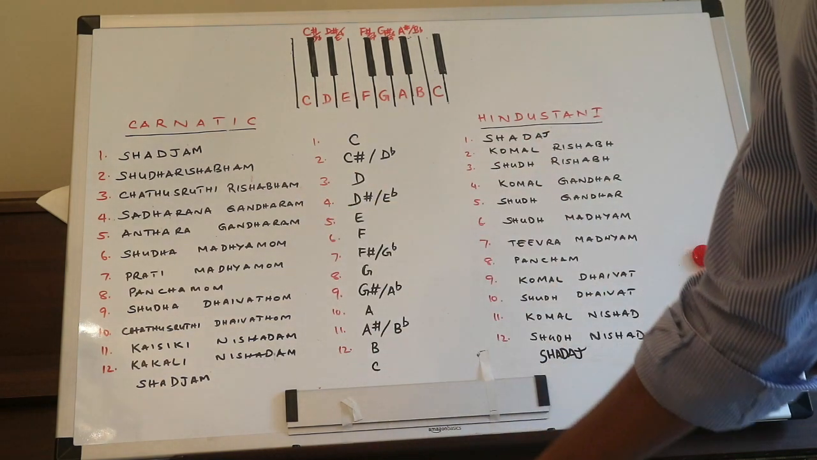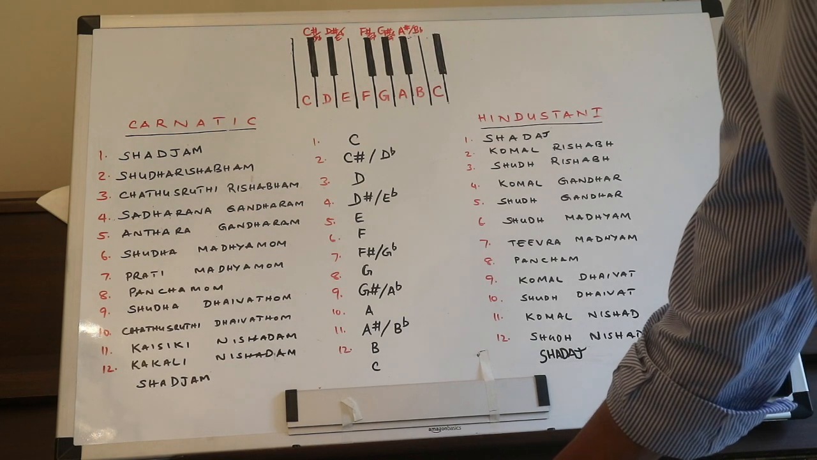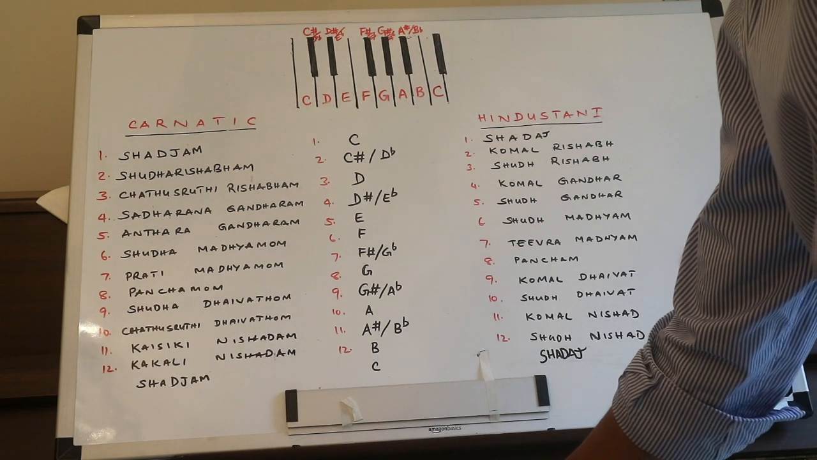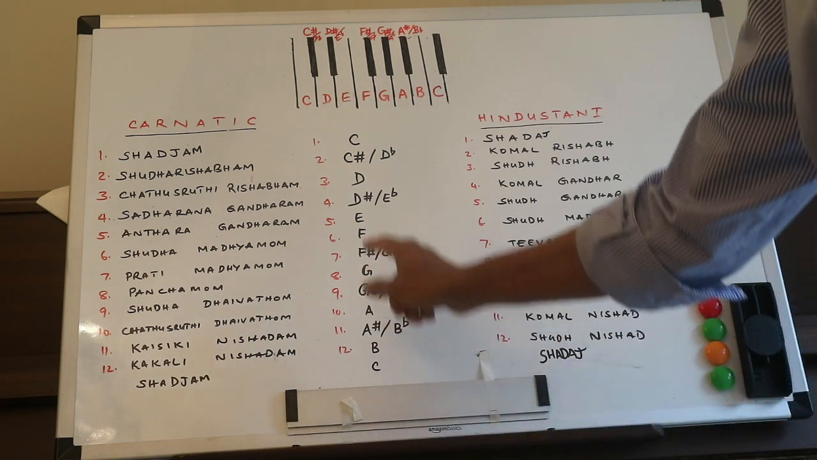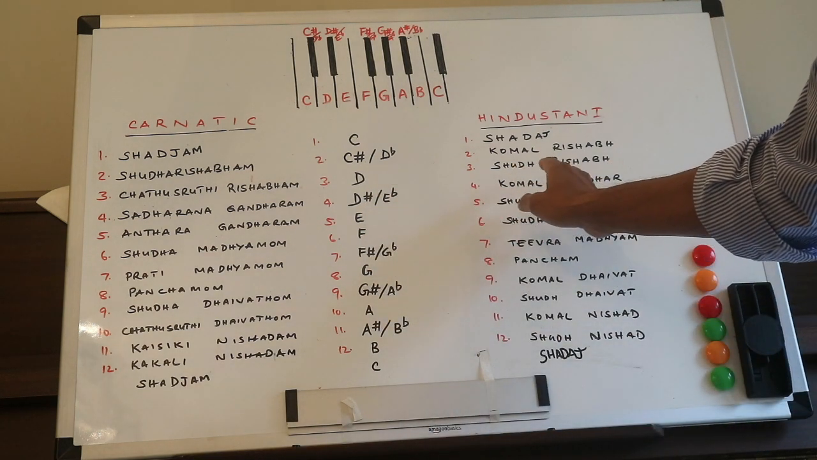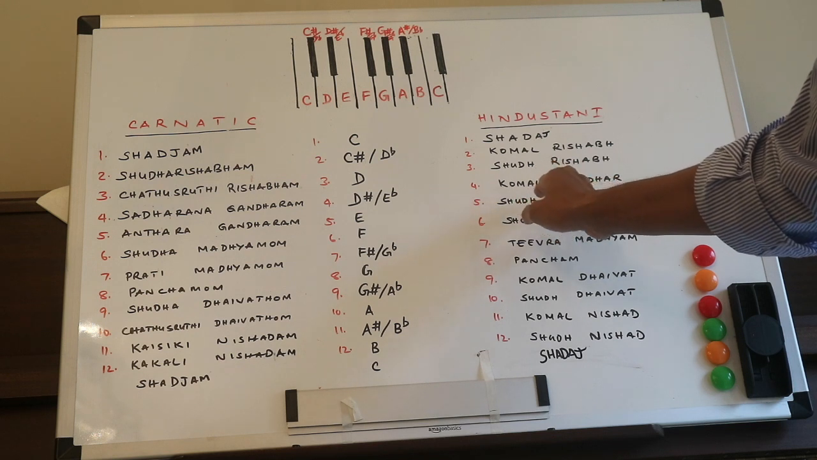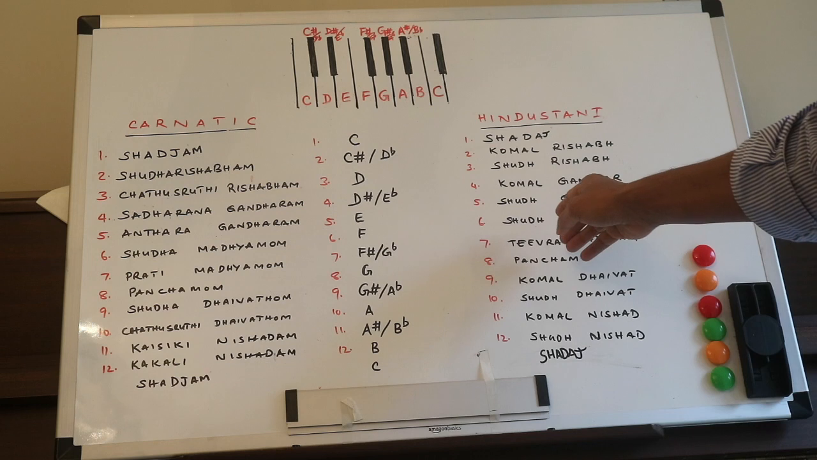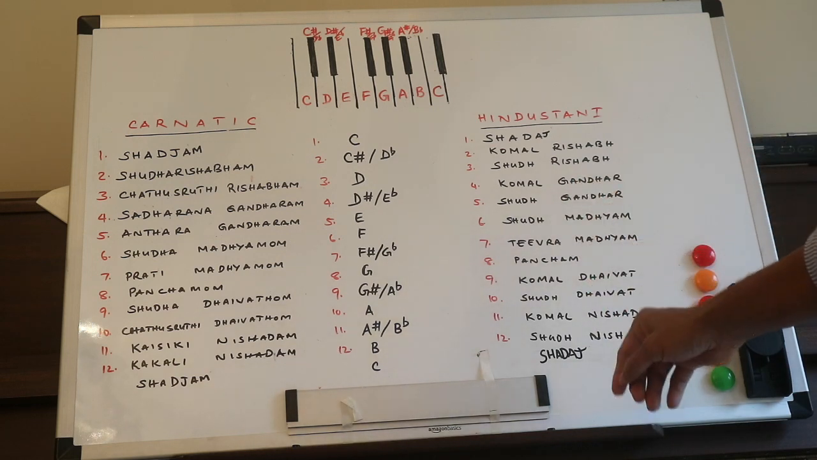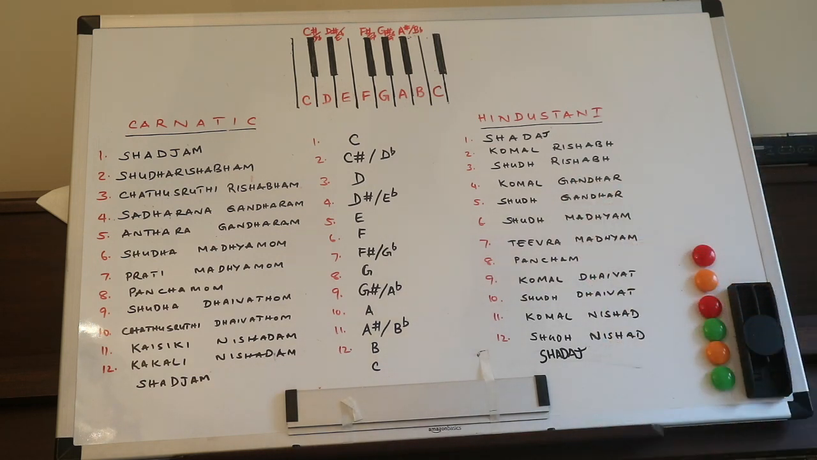Sadharana Gandharam is the smaller Ga in Carnatic, and the bigger Ga is called Antara Gandharam. The corresponding notes: the smaller Gandharam is called Komal Gandhar. All smaller notes are called Komal in Hindustani, and Shuddha Gandhar is the higher Gandhar.